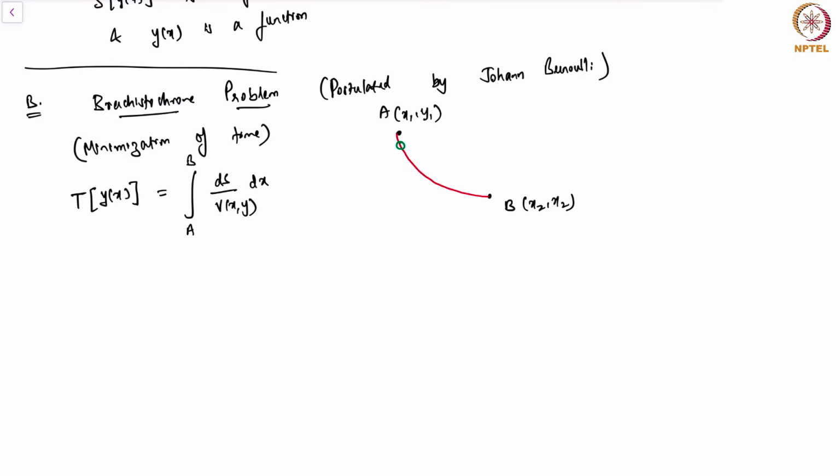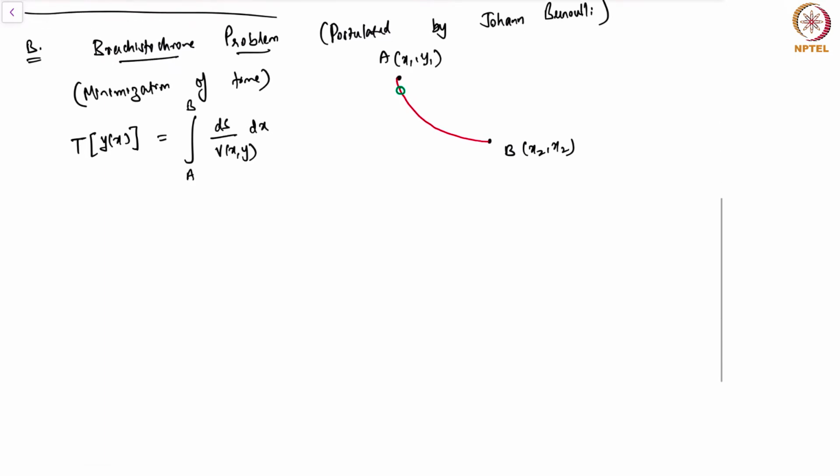So if you naively think about it, it would look like the shortest distance is a straight line, but if you actually release a bead along the shortest distance, you will not be minimizing the time. There are other shapes that are possible, and this is what perplexed several mathematicians. It's a very, very important problem because it was a fundamental problem which led to the development of the subject of calculus of variations.